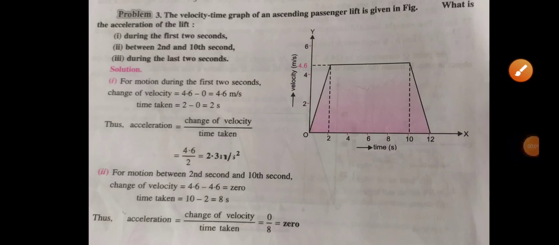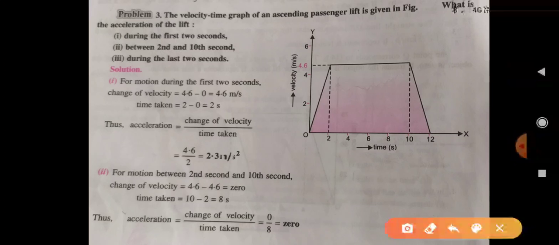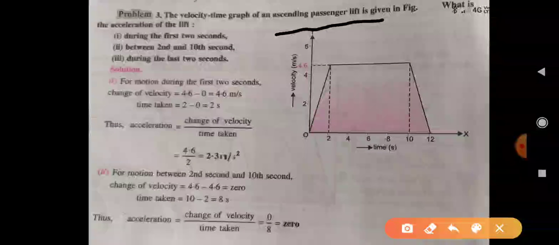Now we are going to discuss the velocity time graph. A graphical example we have taken for the velocity time graph. In this velocity time graph, we are considering an ascending passenger lift. With the help of the velocity time graph they have given, we should find the acceleration of the lift in the different cases.